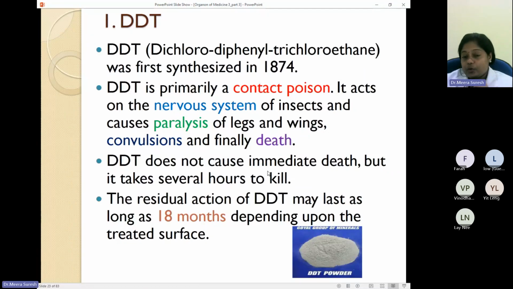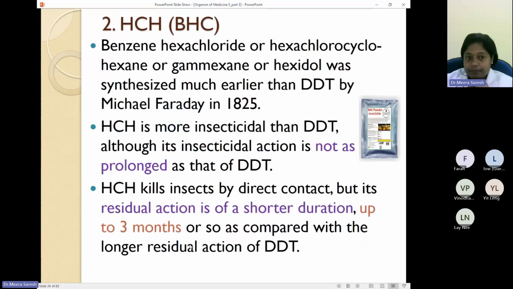However, the most important reason why it is being used is the long residual action. This long residual action is actually an advantage and also a disadvantage. The advantage is that the protected surfaces will have that residual effect for a longer time, so that area will be free of insects. We don't have to apply it frequently, but then it can even result in various types of pollution. This long residual action of DDT is one of the reasons why it has been widely accepted in the earlier century, the 20th century. It is about 18 months depending upon the treated surface.